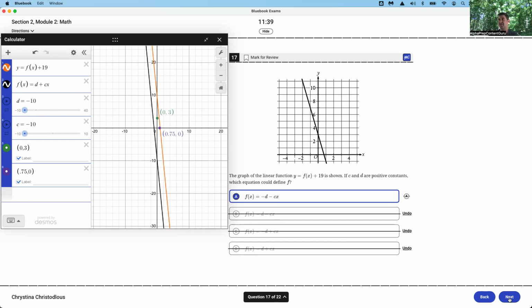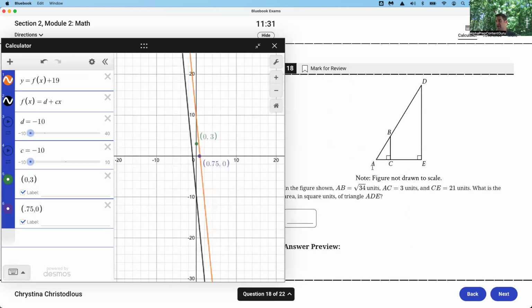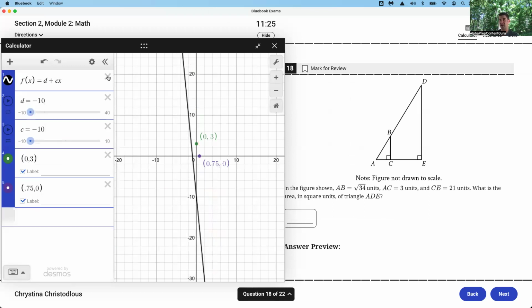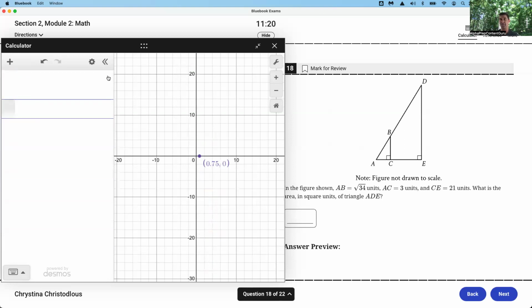Let's go like this. Number 18. Cool. We got a triangle. AB is the square root of 34. AC is 3. Right off the bat, because it's a right triangle, I'm going to go ahead and access Pythagorean theorem right off the bat. I'm going to say a squared plus b squared equals c squared.